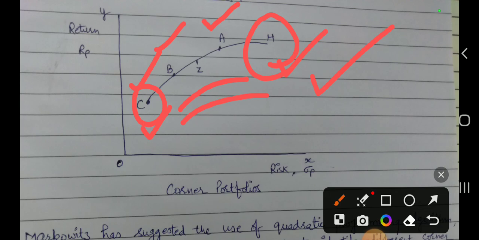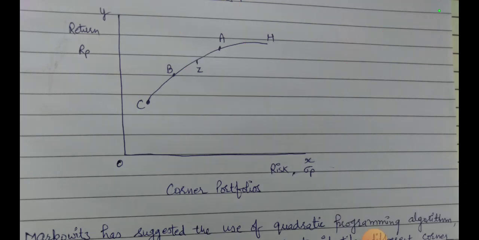Also, the two adjacent portfolios may be combined together to form a third portfolio which will lie on the same efficient frontier. Like in this case, by combining A and B portfolios, we will get Z portfolio which lies on the same efficient frontier. However, the non-adjacent portfolios, if these are combined, will not lie on the same efficient frontier. For example, if we combine portfolio A and C or portfolio B and H, then it will not lie on the same efficient frontier. So, this is the concept of corner portfolio.